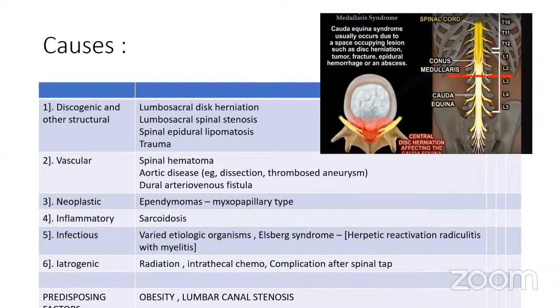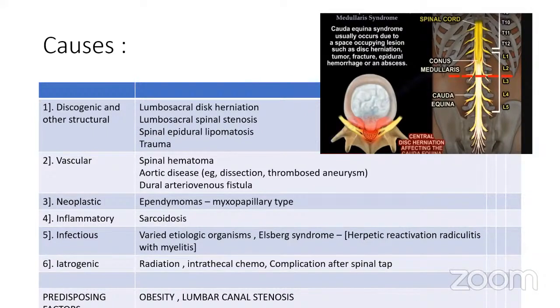Next, neoplastic, multiple causes; inflammatory, multiple causes. Sarcoidosis happens to be the commonest. In neoplastic, the myxopapillary type is supposed to be the commonest. They say 10% of neoplastic causes of cauda equina are this particular type of tumor, because that is where it grows.